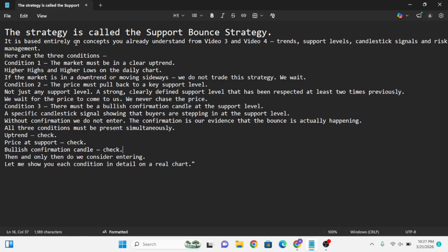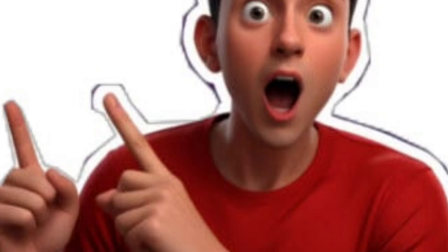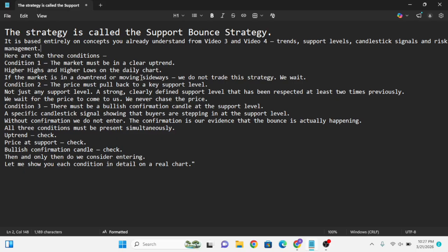It is based entirely on concepts you already understand from video 3 and video 4, which are trends, support levels, candlestick signals, and risk management. Here are the 3 conditions. Condition 1 is that the market must be in a clear uptrend, higher highs and higher lows on the daily chart. If the market is in a downtrend or moving sideways, we do not trade this strategy, we wait.